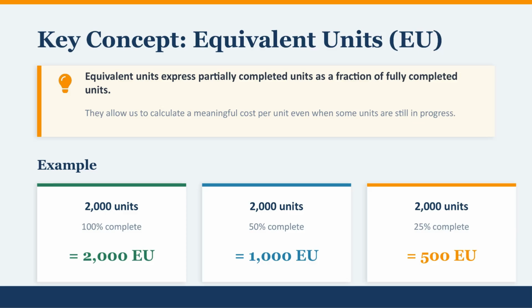Equivalent units translate partially completed work into full unit terms, so we can assign costs accurately. Think of having 2,000 muffins at 50% completion. You'd record 1,000 equivalent units, as if they were fully baked. In our example, 2,000 units at 100% count as 2,000 EU. At 50%, 1,000 EU. And at 25%, 500 EU. This lets us calculate a true cost per unit, even when production spans multiple periods. It's a crucial step in process costing to keep numbers in balance.